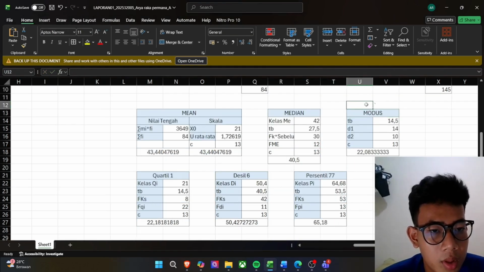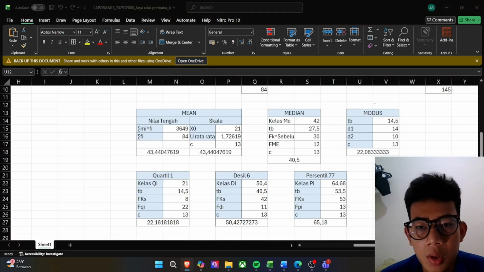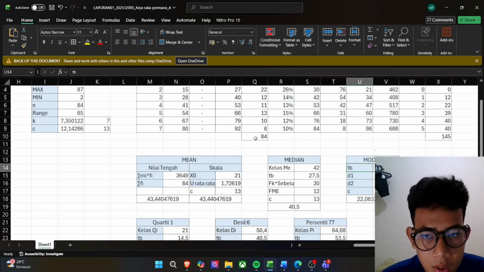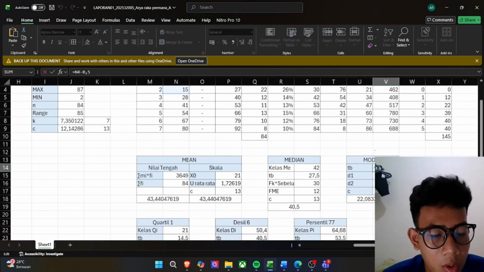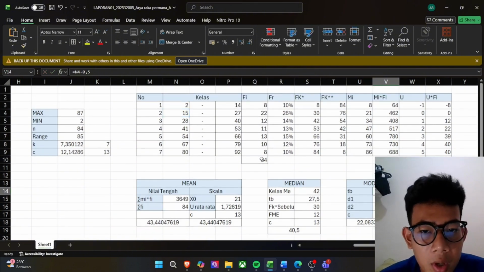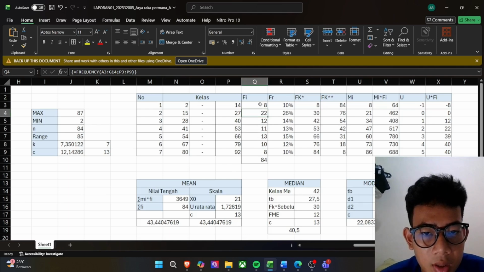The third table here is the mode. What is the mode? The mode is the most frequently occurring value. First, we want to search for TB, or the lower class. The real lower class is the lower class minus 0.5. So we search for the frequency first. The modal frequency is the highest frequency in this data, which is 22.